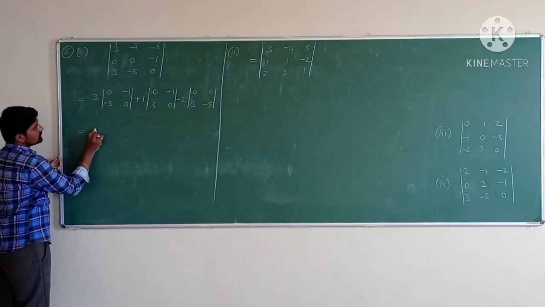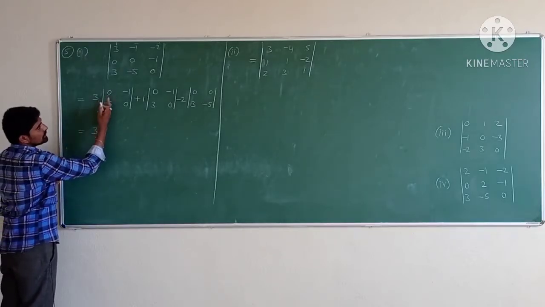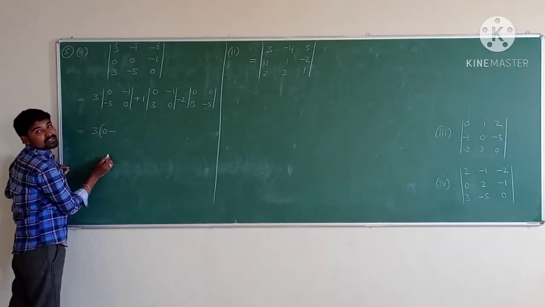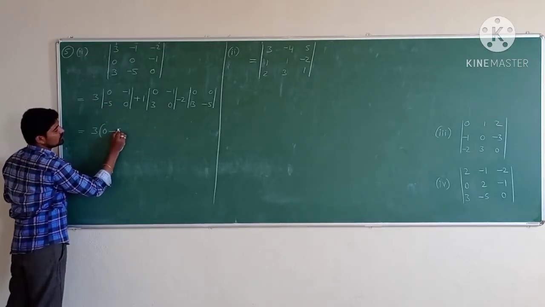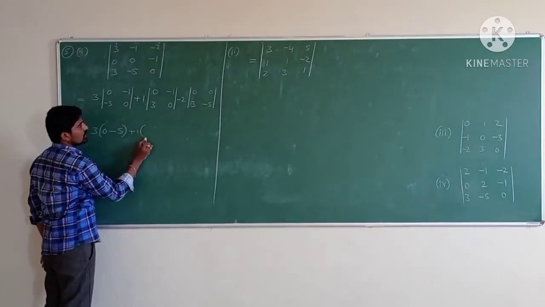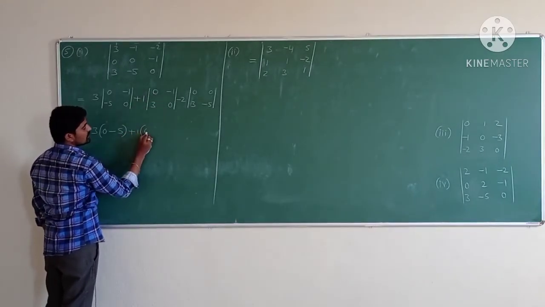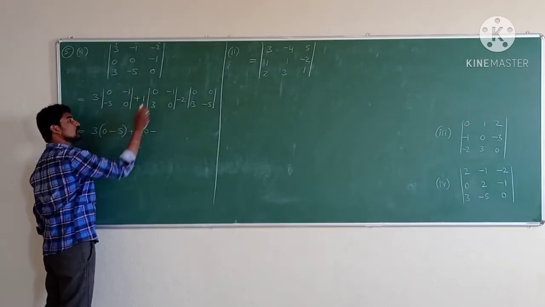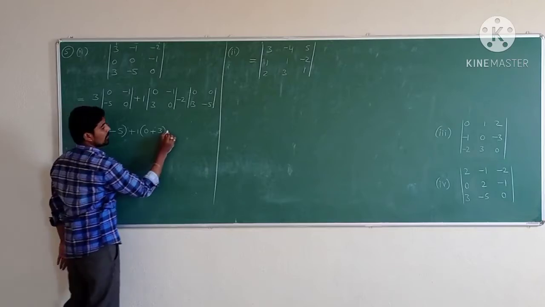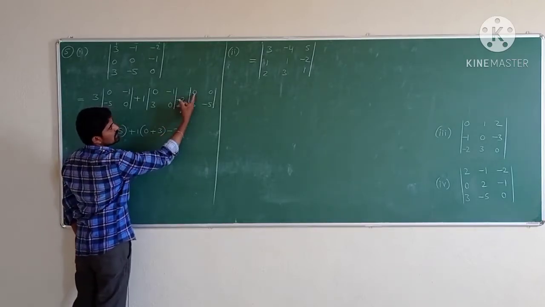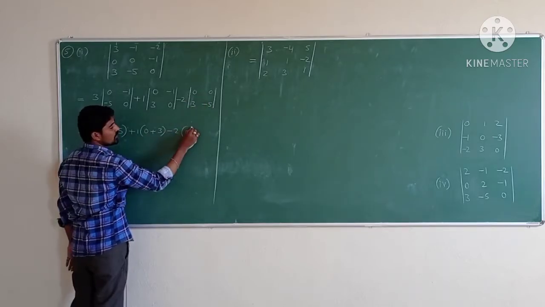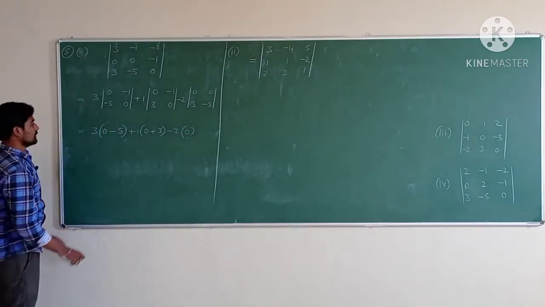Which is equal to 3 into (0 into 0, 0 minus 5 into minus 1, plus 5). So plus into minus, minus 5. Plus 1 into (0 into 0, 0 minus 3 into minus 1, minus 3). Minus into minus, plus 1. Minus 2 into (0 into minus 5, 0 minus 3 into 0, 0). So 0 minus 0 is 0.